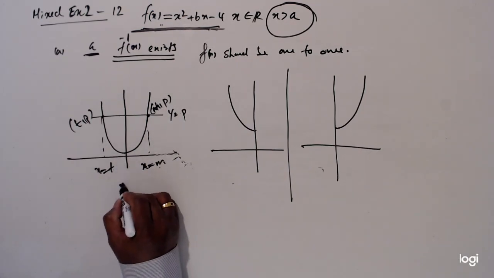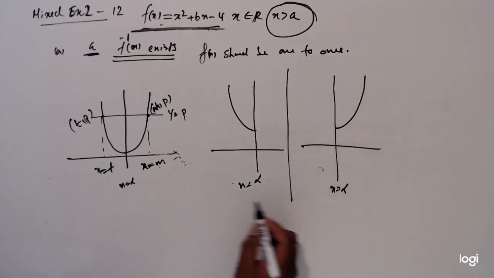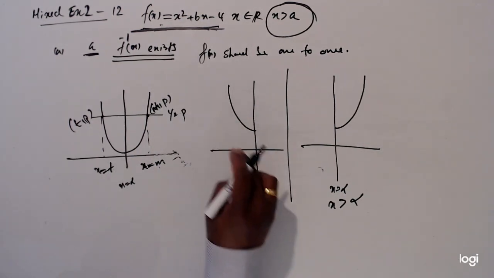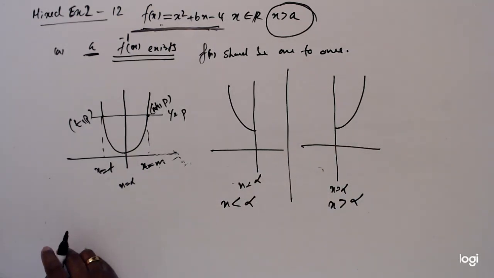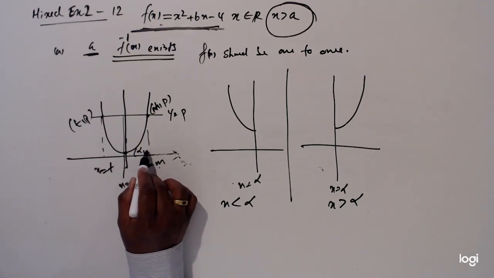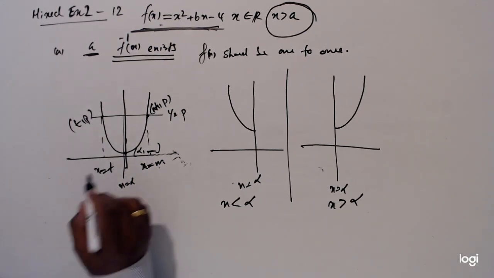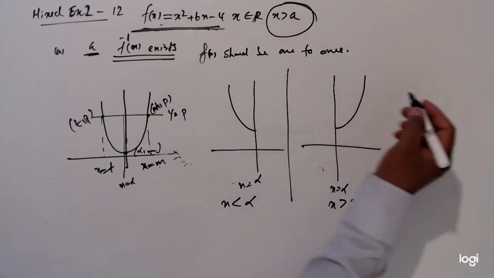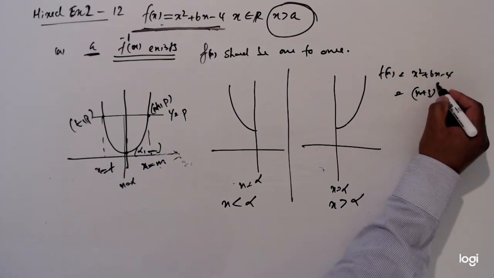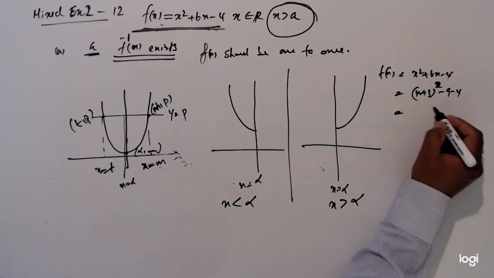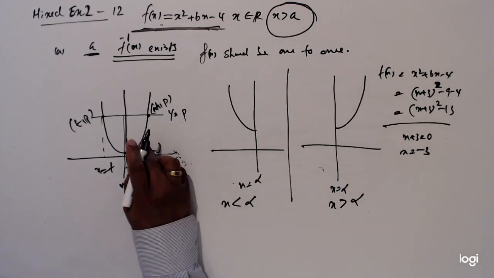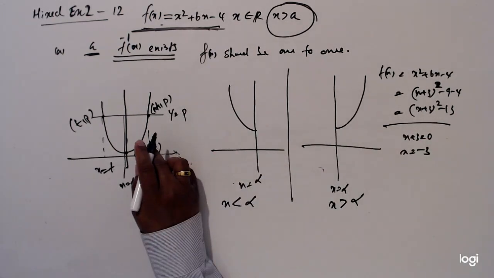Here also, if you select x equal alpha, x less than alpha is also one to one, and x greater than alpha is also one to one, because for one x value there is one y value. So x equal alpha is the symmetric line, and this is the minimum point. So we'll find the minimum value by completing the square: x squared plus 6x minus 4 is x plus 3 squared minus 9 minus 4, that is x plus 3 squared minus 13. So x plus 3 equals 0, x equal minus 3, and the y value is minus 13.